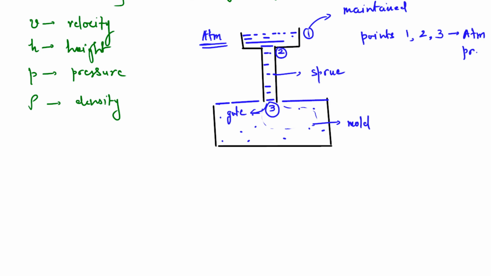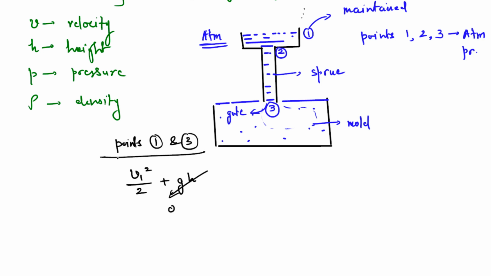Point number 1. What do we have at point number 1? We have a certain velocity, let's call it v1. So v1 squared divided by 2 plus g times h, and what is h above point 1? That is 0, because there is no liquid column above point 1. However, that is not the case with point 3. So we are comparing points 1 and 3.